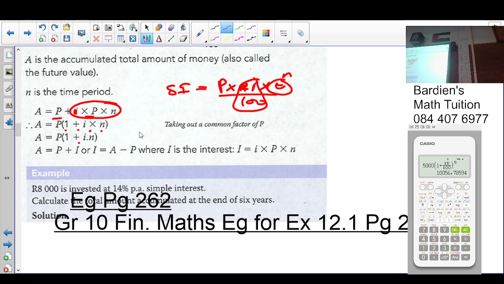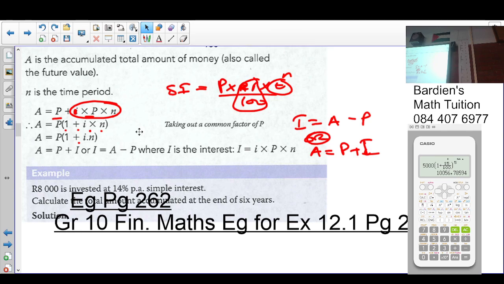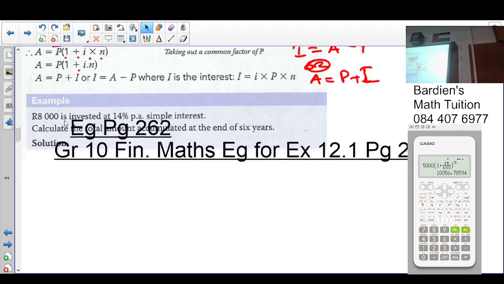If they ask you to calculate the interest, the interest in rands is going to be A minus P. Or you can say that your final amount is going to be your principal plus your interest in rands. Your interest in rands you're going to label capital I, and then lowercase i is going to be your rate over 100.